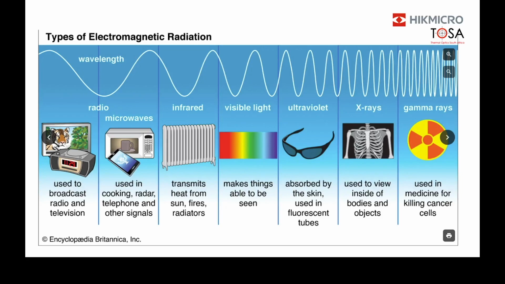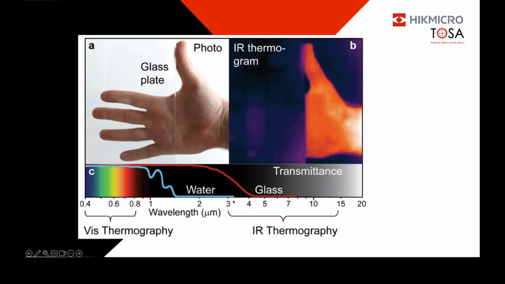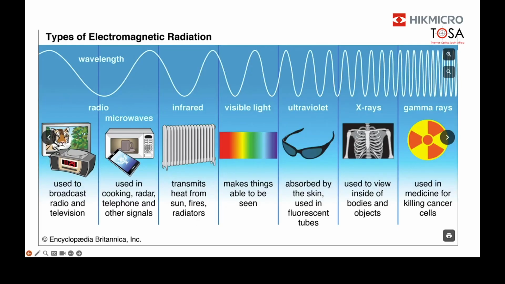Now, there is the electromagnetic radiation spectrum. You see in the middle there the visible light. I'm going to switch on the laser pointer. And this is the visible light that you see over here. Above that, at a longer wavelength, is the infrared, and that extends to about 14 microns.